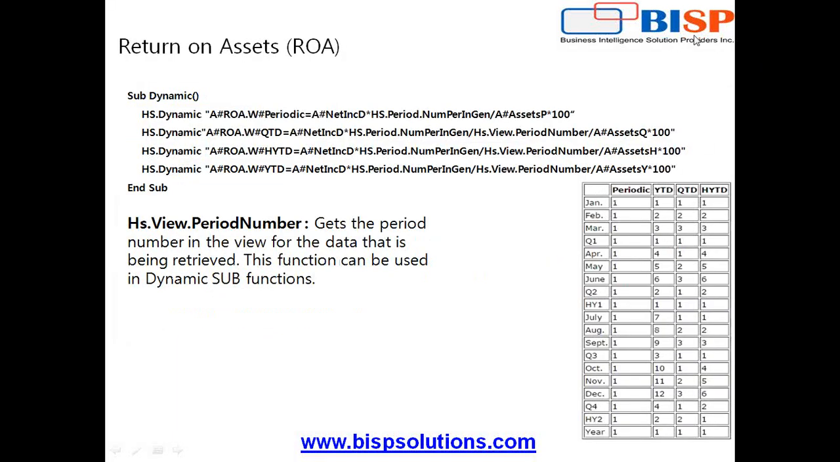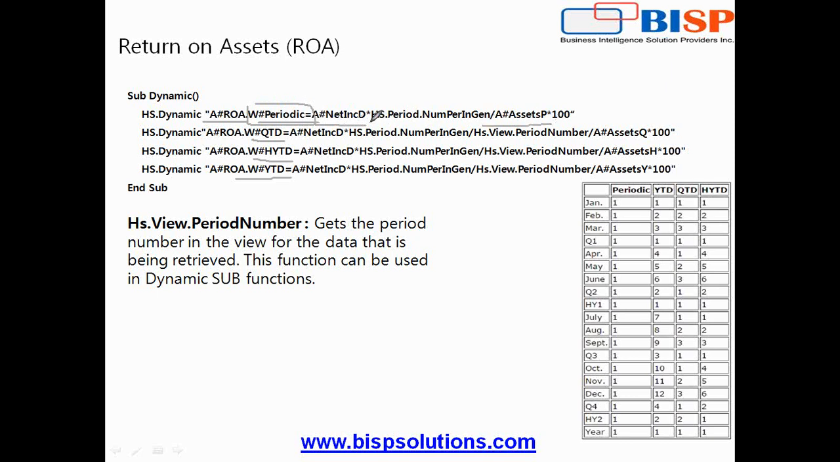I'm calculating return on asset for periodic, QTD, half year to date, and year to date. The return on asset is written as a dynamic procedure, and therefore it is on the fly and the output does not store. If you look at the procedure carefully, return on asset is a member of your account dimension. I'm calculating this for periodic: the total net income divided by average asset. And this is the formula.